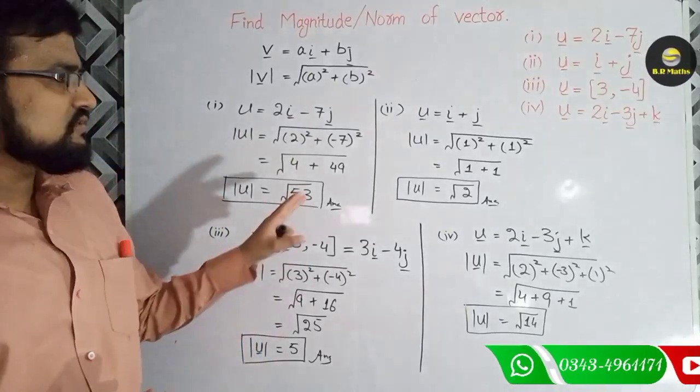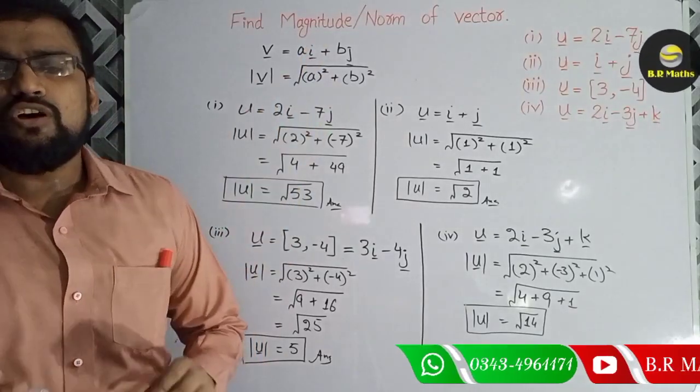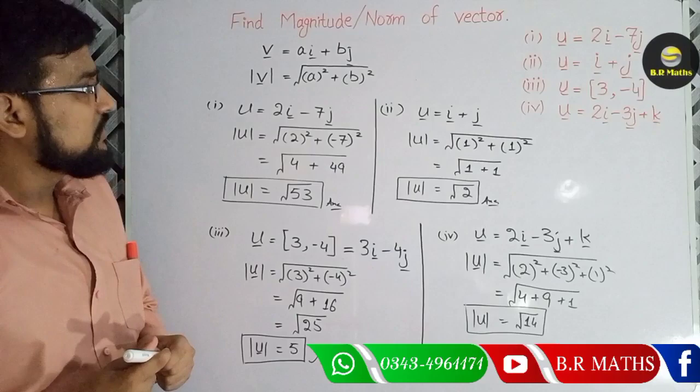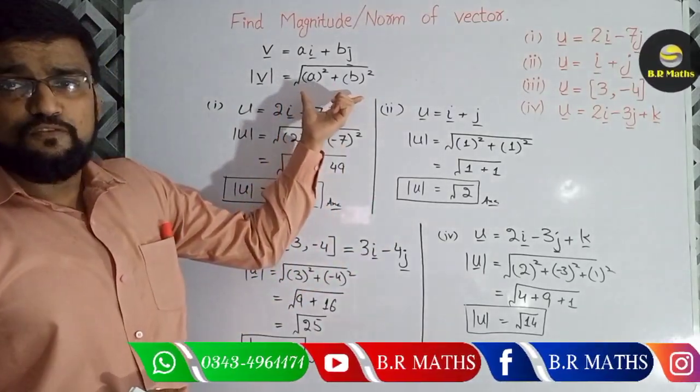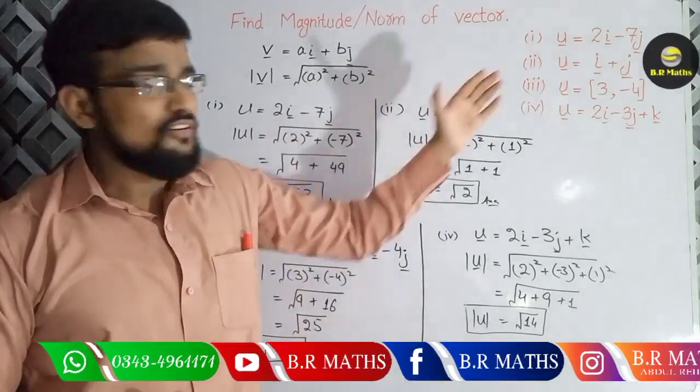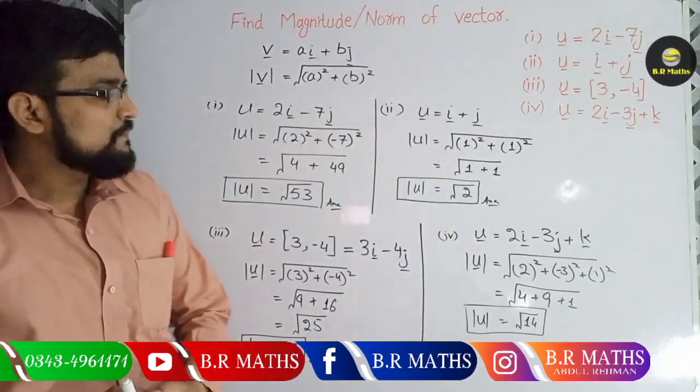So it's a very simple question. Find the magnitude or the norm of a vector. I hope you understand this formula as well as all these 4 questions.